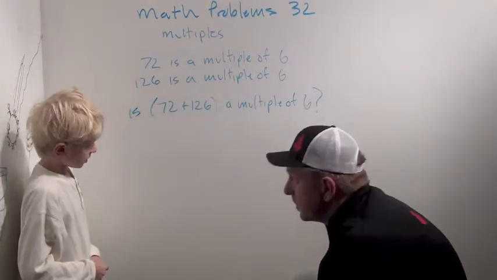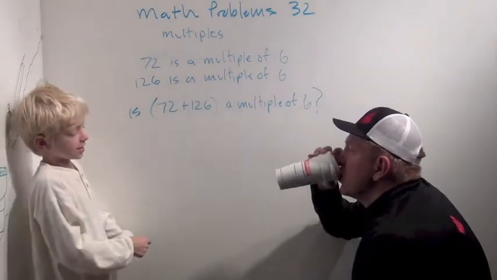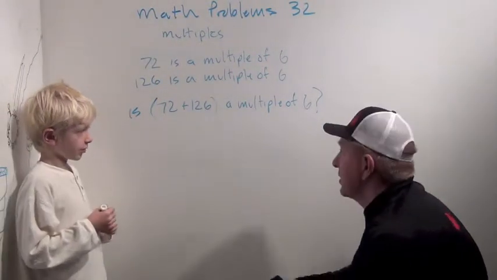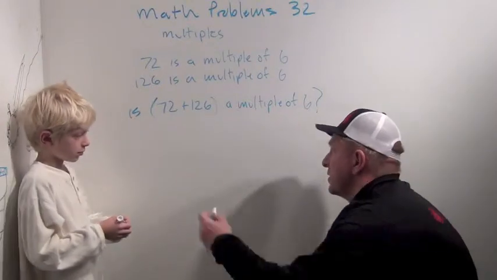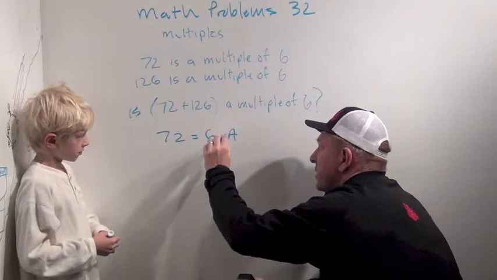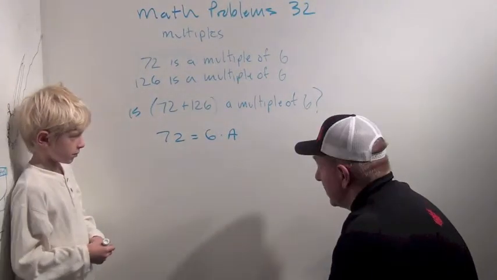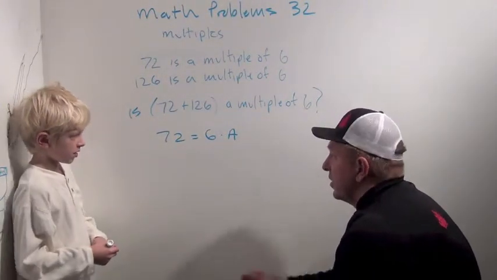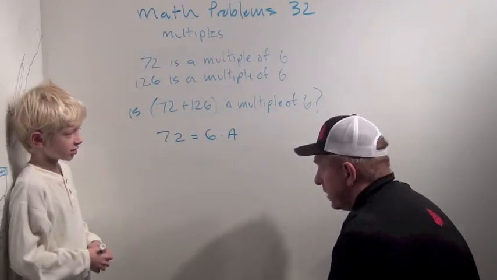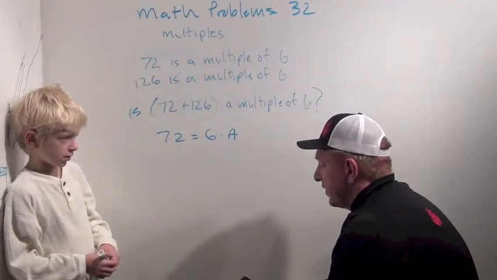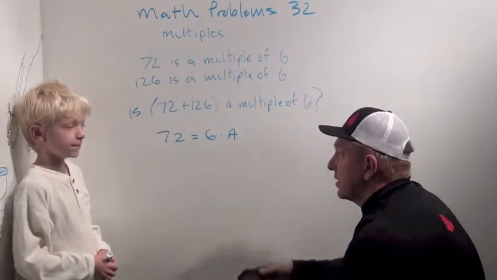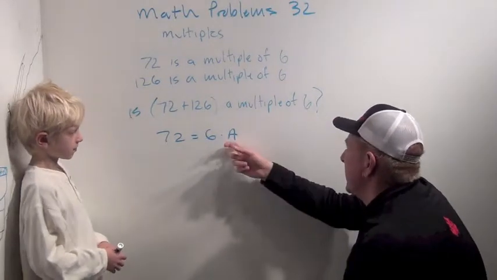That means 6 times some number will equal 72. We don't necessarily know what that is, but let's say 72 equals 6 times some number A, and it's actually not just a number, it's an integer. So it's like 1 or 2 or 3. It can't be a decimal or a fraction, just 1, 2, 3, 4, something like that. Maybe negative, but we know it's not negative.